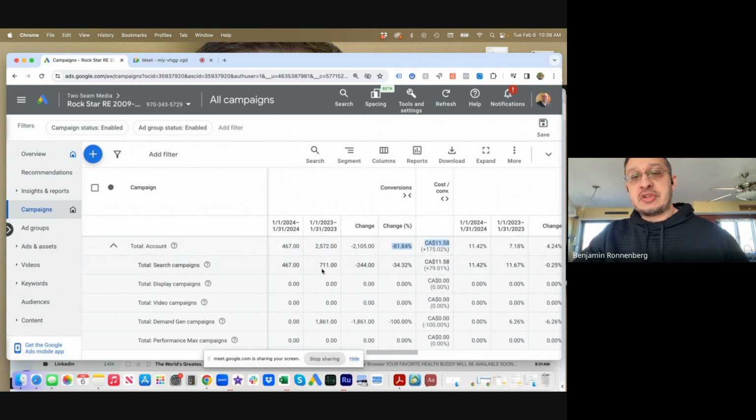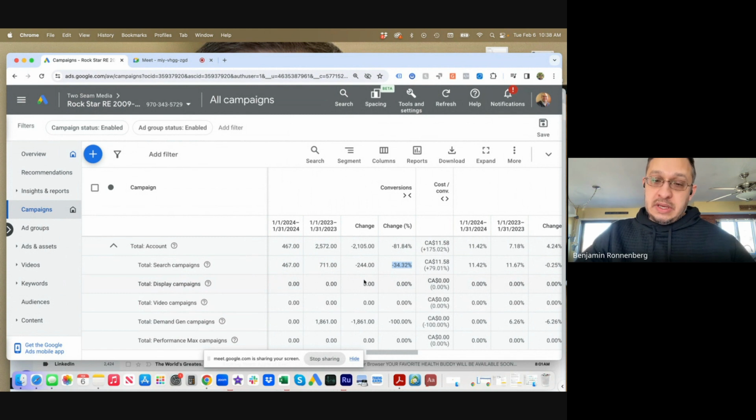When we look at search, we know we were up 15% in spend in 2024, or 18%. And looking at search conversions, though, Jan of 23, we did 711. And this year we did 467. That's a decrease of 34%.